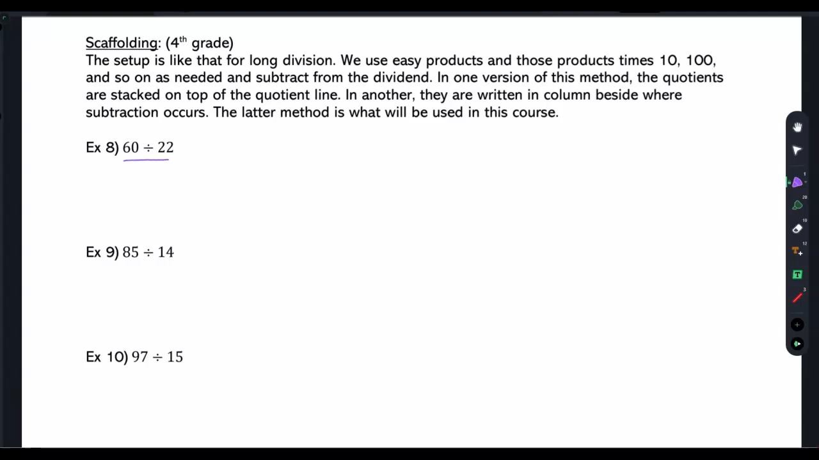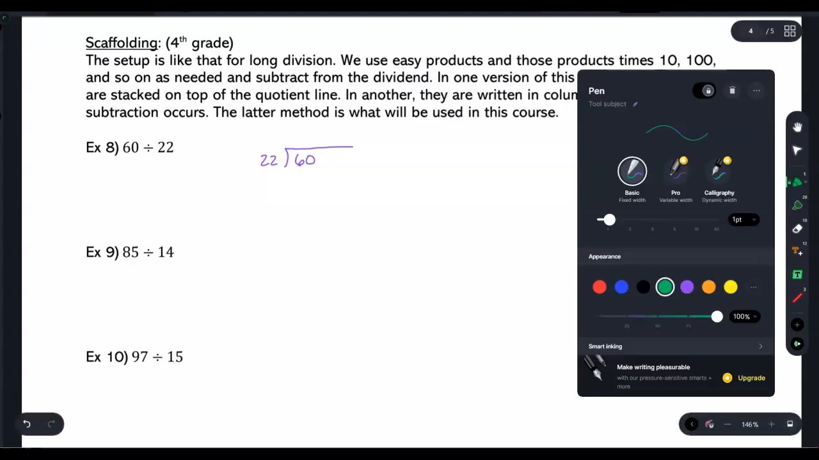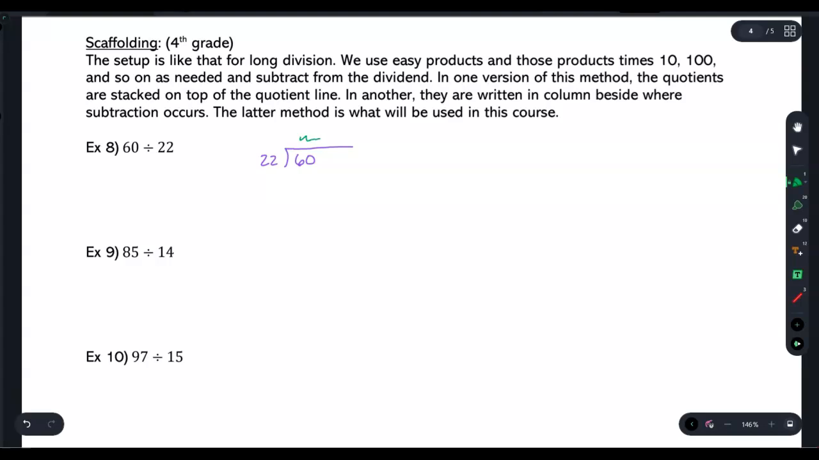So for example, this one, 60 divided by 22. I would do my long division bar. I'm going to put 60 underneath the division bar since it's my dividend and 22 on the outside since it's my divisor. There is a version of this method where you actually stack the quotients on top. So as you're going through this process, you would write several numbers here. If you're doing that method, you would want to leave definitely more space than I've left at the top here because you're going to stack a bunch of numbers there, which I think is where the name scaffolding comes from because it looks like scaffolding that's stacked, right?